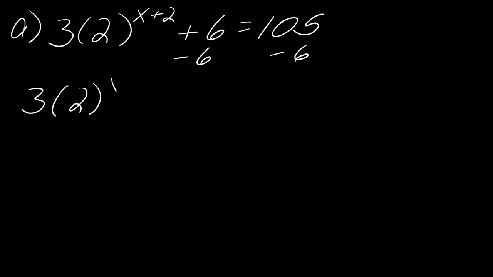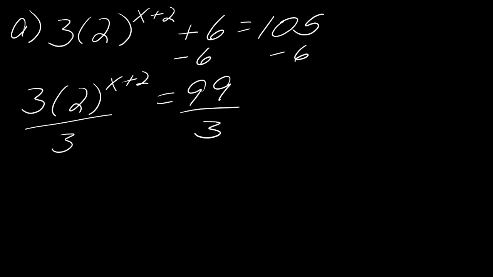So I have 3 to the 2x plus 2 equals 99. And then I can divide both sides by 3. And now I have just 2 to the x plus 2 equals 33. Okay, and so here now I can go ahead and actually solve this. I'm still going to use log or natural log, the same strategy as before. So what I would recommend is that you pause the video here, give this a try, and then hit play when you think you've got it.